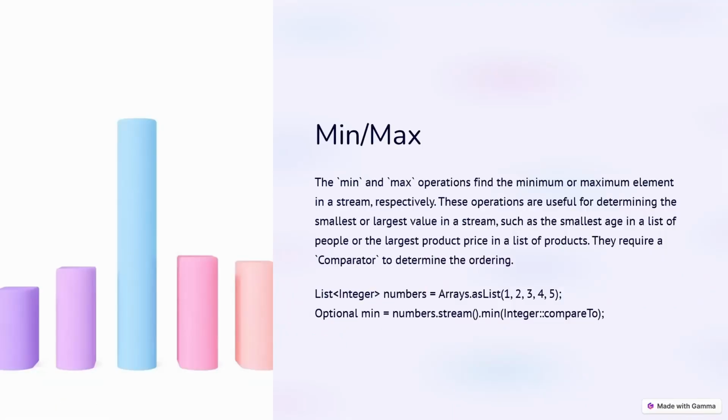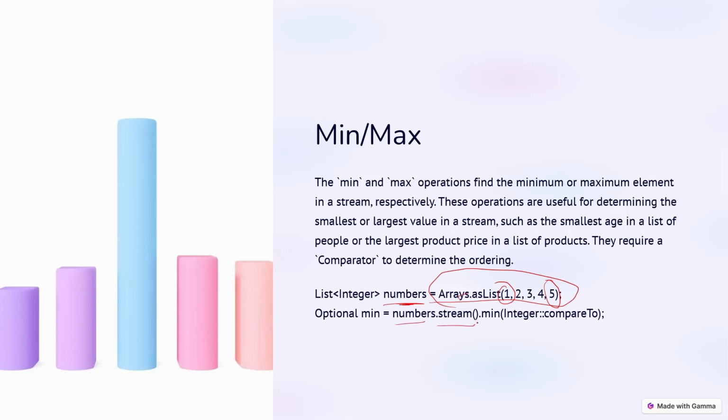Min, max. The name itself tells it. What does min mean? Minimum value. Max means maximum value. So if you have a stream of elements and you need to find a minimum value or a maximum value, you use these min and max in the stream API. Let's take an example. I am just taking a list of numbers, 1 2 3 4 5. In that list, what is the minimum value? 1. What is the maximum? 5. So let's check how we can find it.